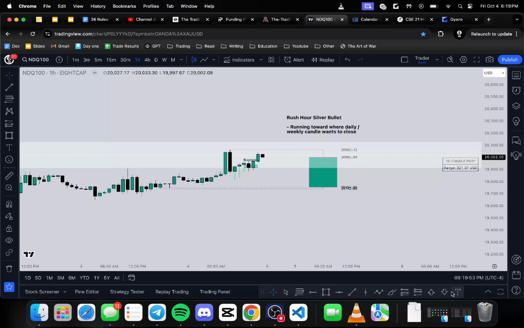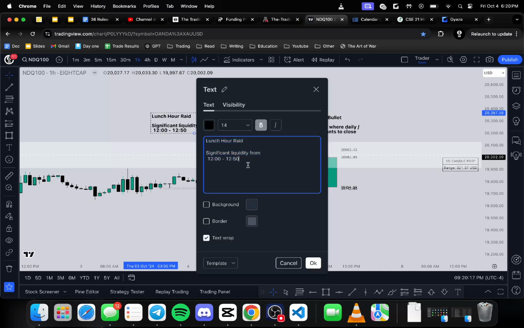That's the silver bullet. And then for the lunch hour model, lunch hour raid is what we call it, you have the significant liquidity from 12 to 12:50. There you go, 12 to 12:50. Then you have the 12:50 to 1:10 macro, aiming for that buy side. If you get the buy side swept, then you can sell, or if you get the sell side swept, then you can buy to the untouched buy side.